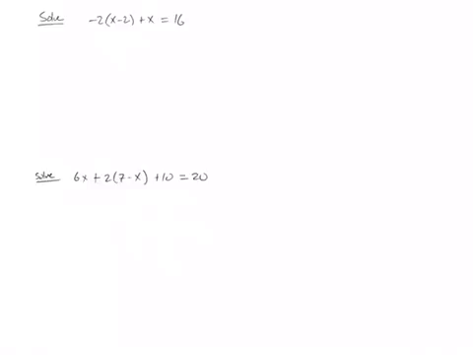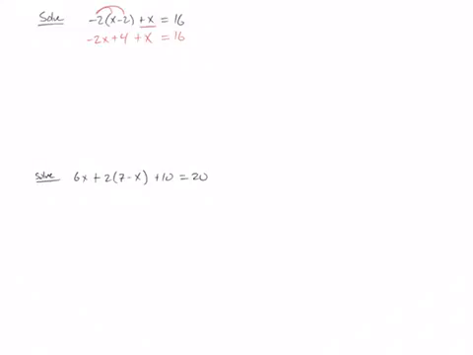Let's try a couple more here. Now I want to combine like terms, but I have sets of parentheses, so I want to get rid of those first. So let's use the distributive property that we've learned about. Negative 2 times x is going to give me negative 2x. And then negative 2 times that negative 2 is going to give me positive 4. Remember, negative times negative makes it positive. And then I would not distribute that negative 2 to this one because it's not in the parentheses, so I'm just going to say plus x. And this is equal to 16.